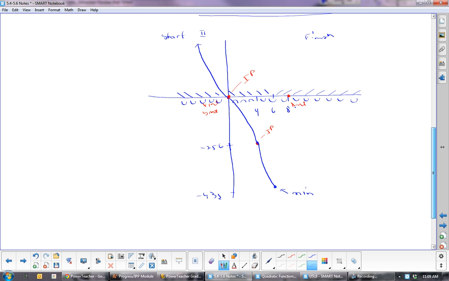Okay, then I'm at my min. And then I've got to come up, concave up, and go through my intercept, and it would look something like that. And you can see from here, it says make sure you're going up all the way. So I am going up, and I'm concave up. It should look like that.